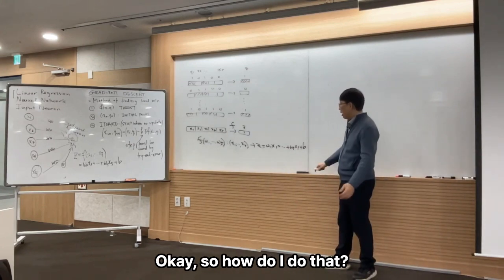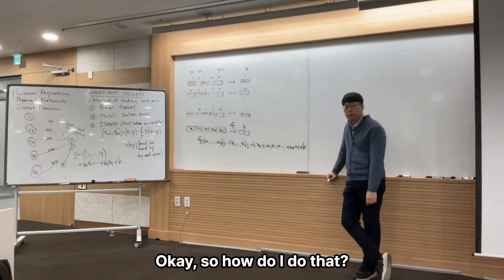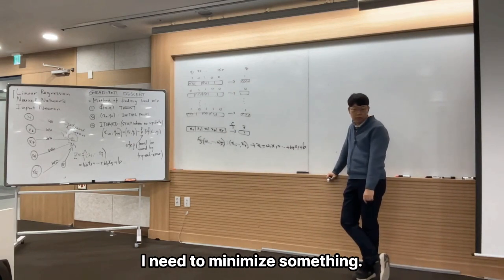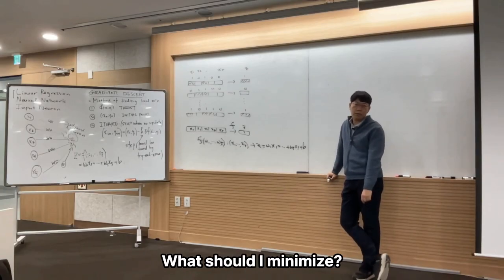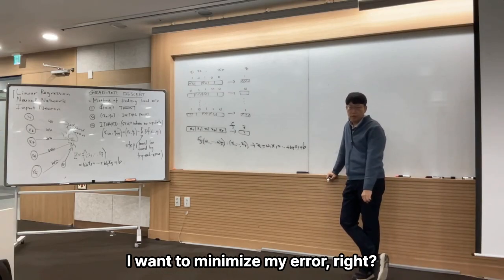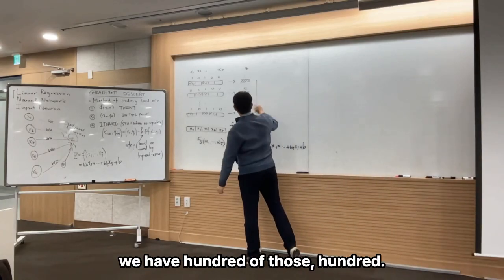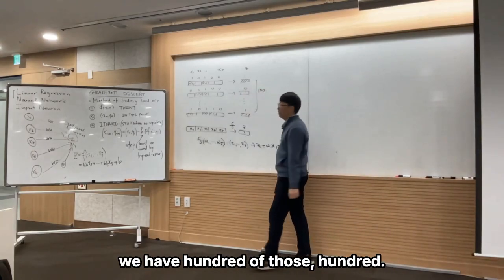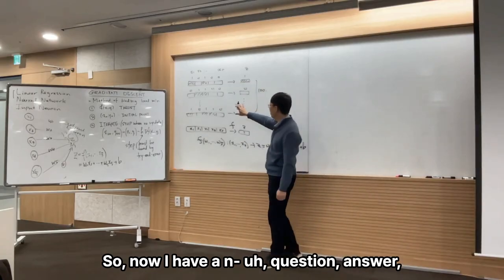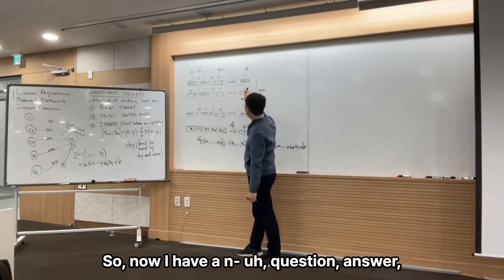Okay, so how do I do that? I need to minimize something. What should I minimize? I want to minimize my error, right? I want to minimize my error, okay? So here, let's say we have 100 of those. So now I have question, answer, 100 of them.